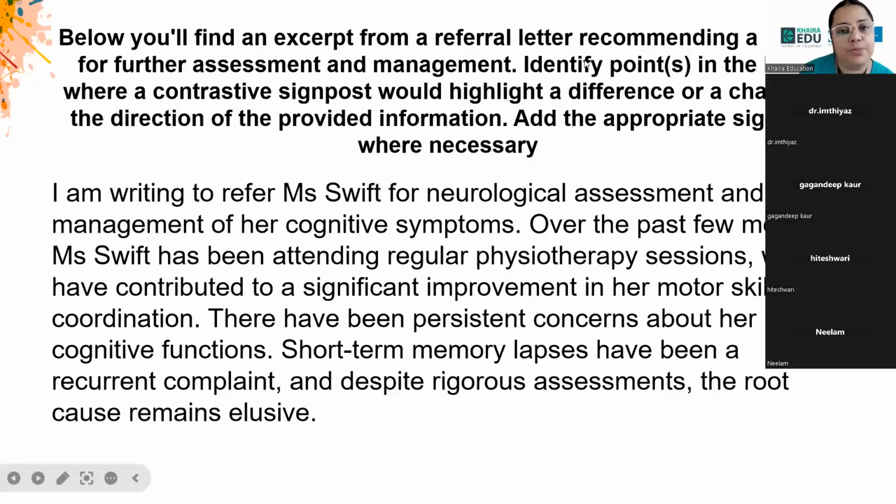Let's see which signpost people are using. However, very good. Adonai, Neha, Gurjot, Dr. Imtiaz, Kayumba, Dr. Yalpa, however, great. Pooja says, however, Harpreet says, however, absolutely correct. We can use however very freely here. So, however, there have been persistent concerns about her cognitive functions. It's absolutely correct and can very much be used. Great.